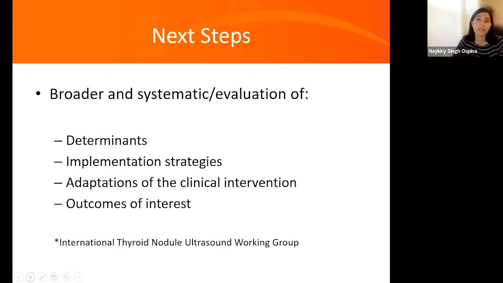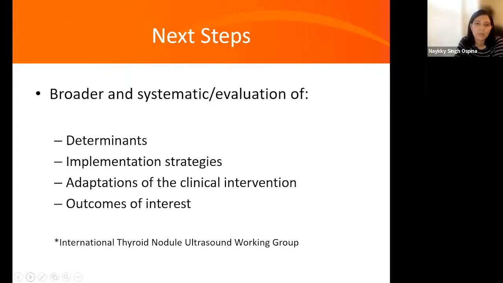But I think there's space to do a broader and a more systematic evaluation following this lens of implementation science, because that's the problem that we have now. I think even if you play devil's advocate, as I did, and highlight some of the shortcomings of thyroid nodule risk stratification, the net effect is going to be positive if this is done for most patients to high standards of care.